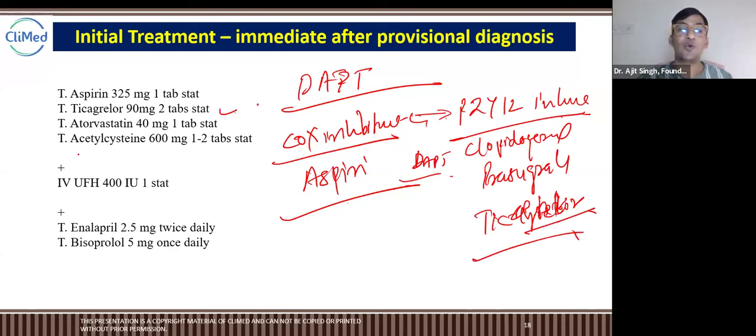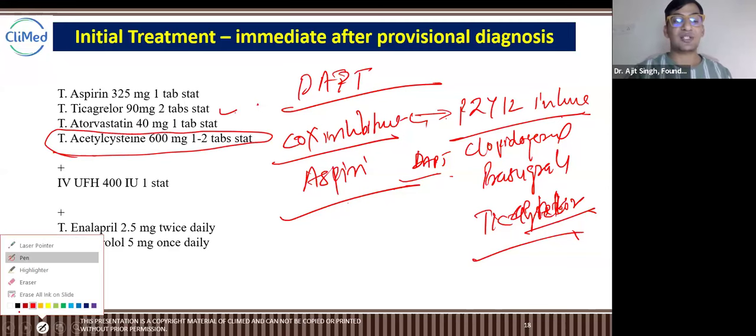Okay, and now acetylcysteine 600 mg, 1 to 2 tablets stat. Okay, they have written acetylcysteine. Why is acetylcysteine given here?